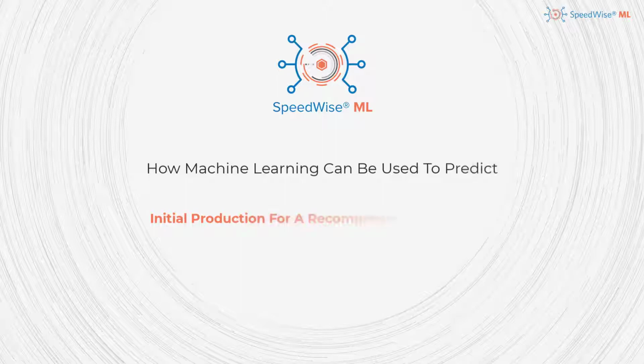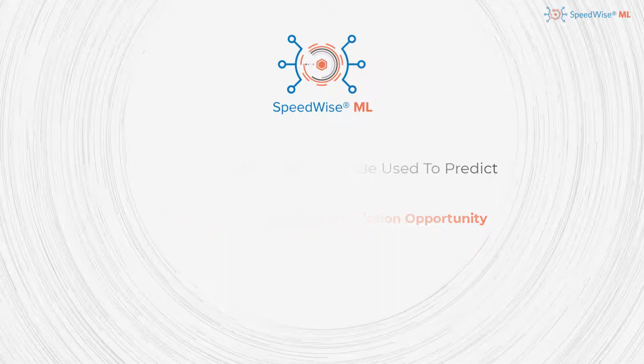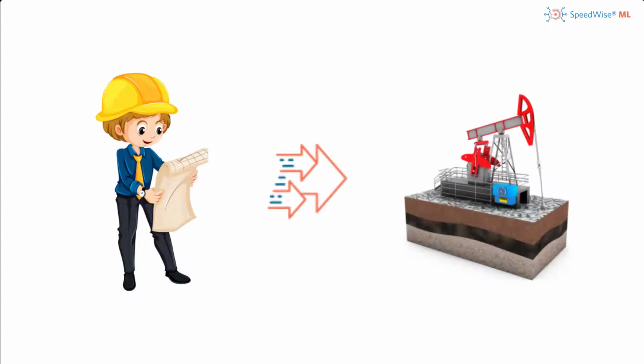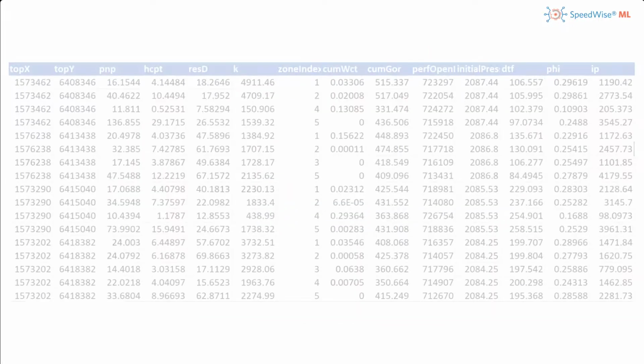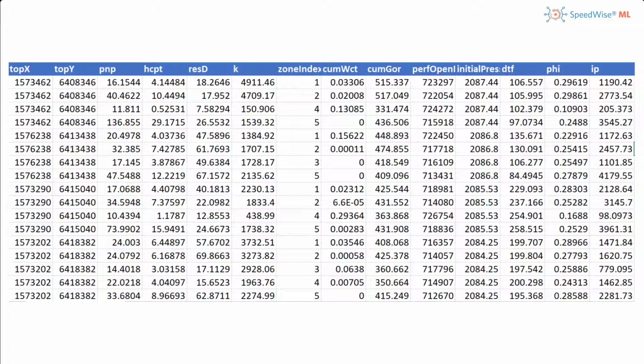Today I will be discussing how machine learning can be used to predict the initial production, or IP, for a recompletion opportunity. Let's take a look at a scenario. A reservoir engineer would like to use historical data to predict the amount of initial oil production a recompletion opportunity could produce. In order to make these predictions, a machine learning model should be trained. Once the model is trained, it will be able to detect patterns and trends in the data. Let's look at the data that we will be using to train the model.